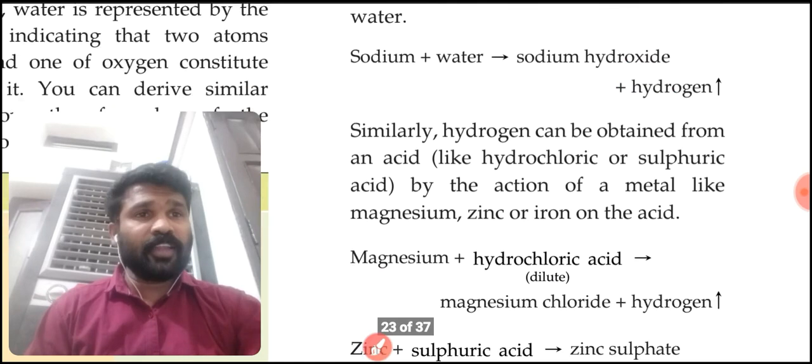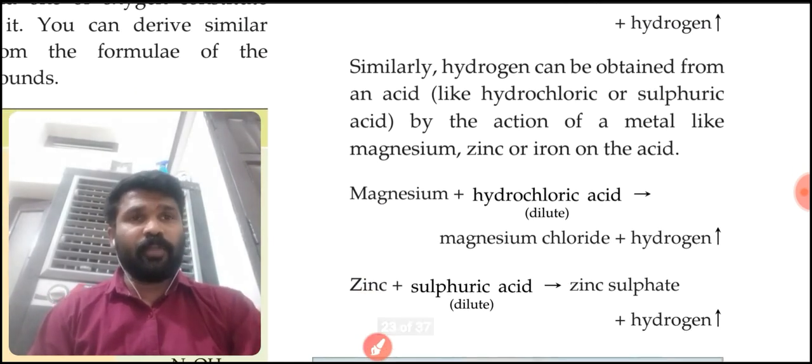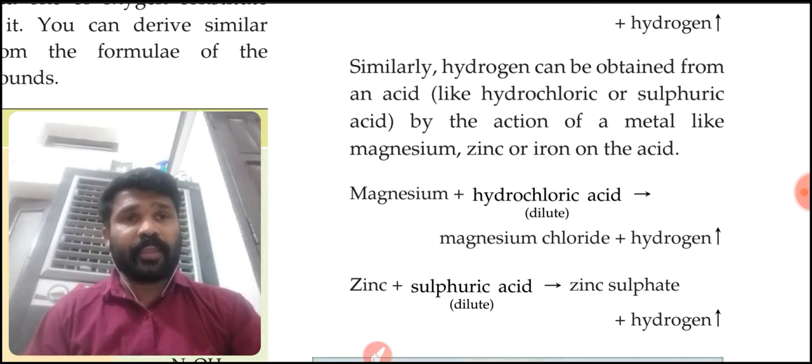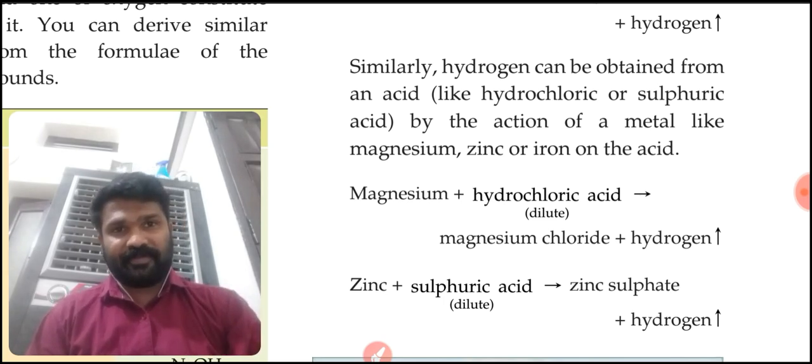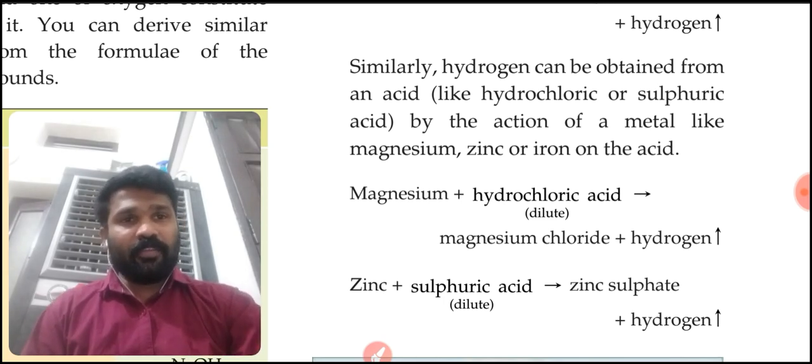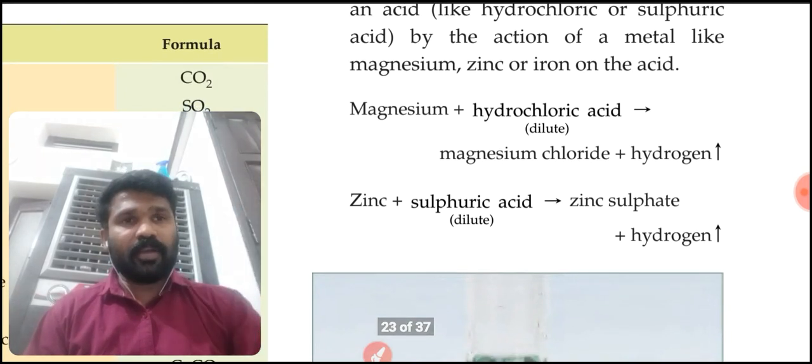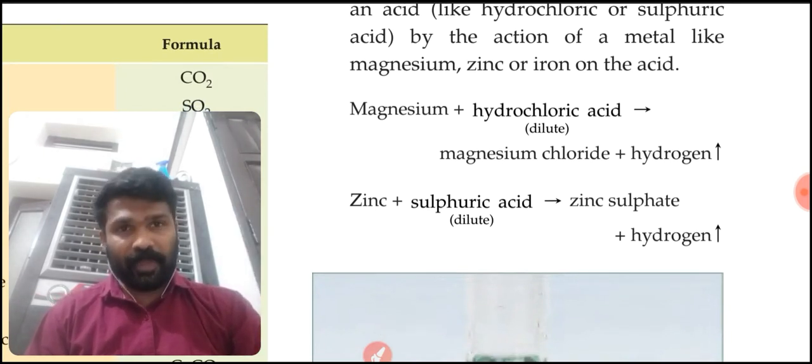Similarly, hydrogen can be obtained from an acid like hydrochloric or sulfuric acid, by the action of a metal like magnesium, zinc or iron on the acid. Here we can see some important examples or chemical equations.